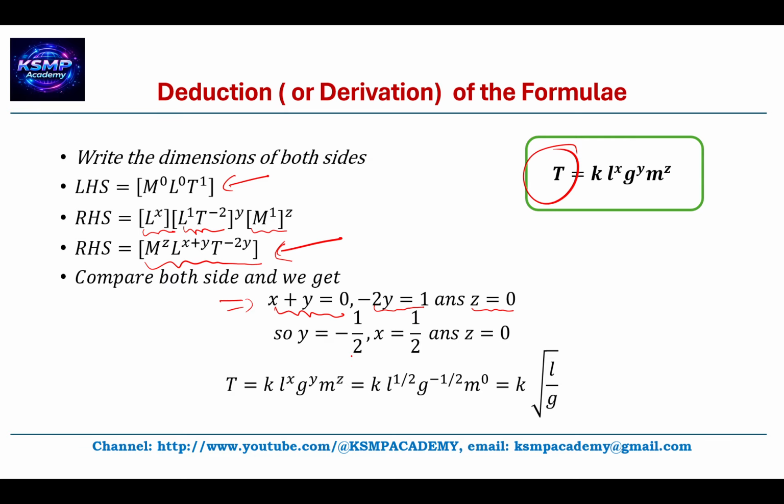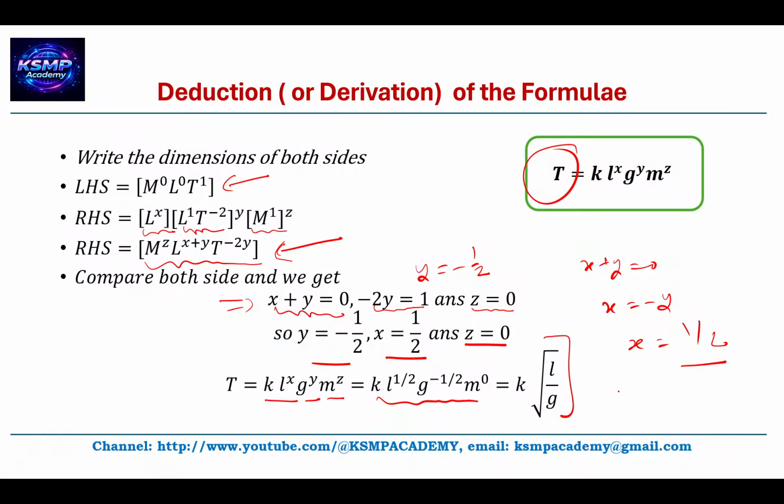This gives us y equal to minus 1/2, and we have x plus y equal to 0. So x is minus y, therefore x is 1/2. So we have x as 1/2, y as minus 1/2, and z as 0 by comparison of both sides. The relation was T equals K L^x g^y m^z. Let us put the values here, and we get this formula, T equals K times the square root of L upon g, where K is a constant of proportionality.